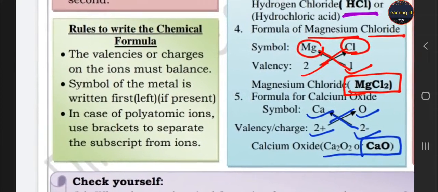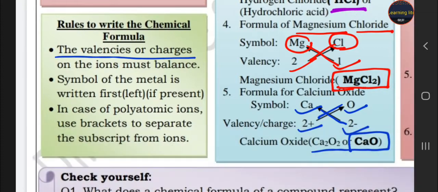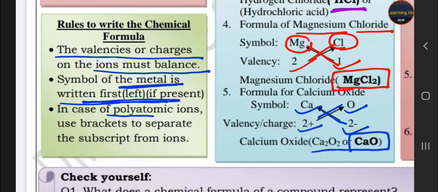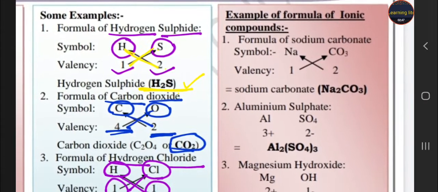Okay students. Now the rules to write the formula. First, the valency of ions must be balanced. Second, the symbol of the metal is written first, meaning on the left side, and in case of polyatomic ions use brackets. Now let's move on towards the formula of ionic compounds.